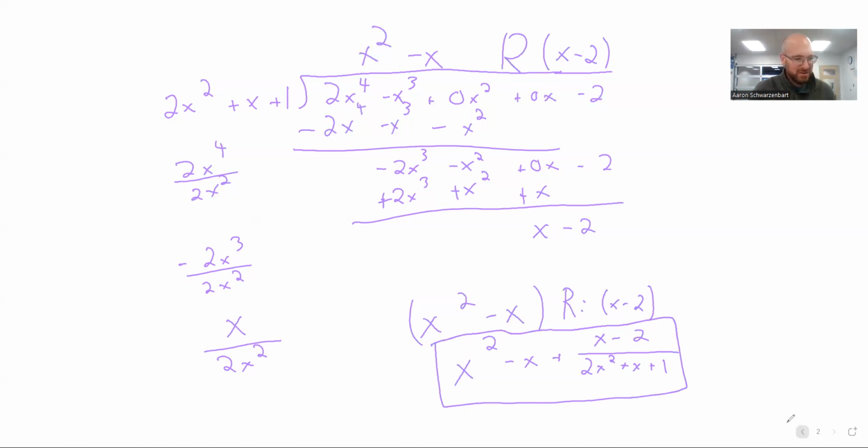That is polynomial long division. We're going to talk about synthetic division. Here I've got 2x cubed minus 3x squared minus 5x minus 12. You put it in parentheses and divide that by x minus 3.